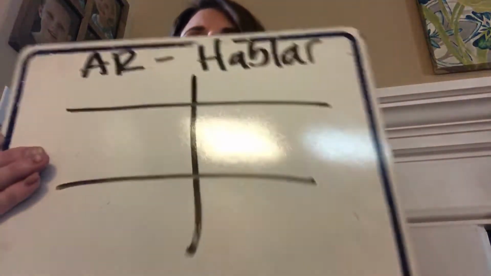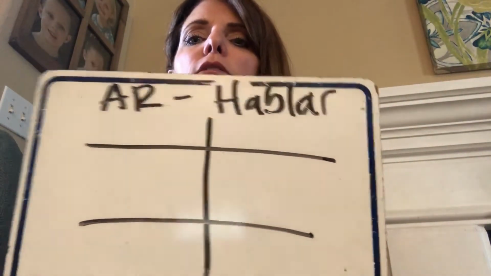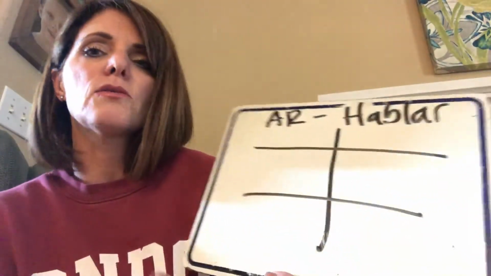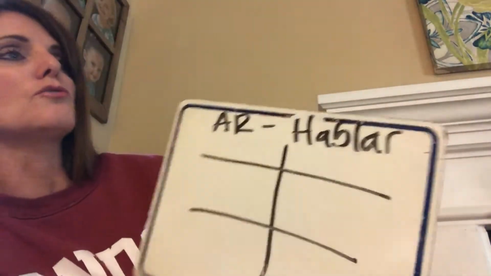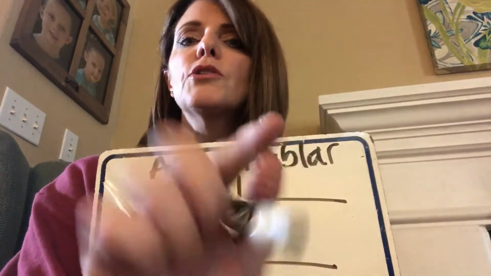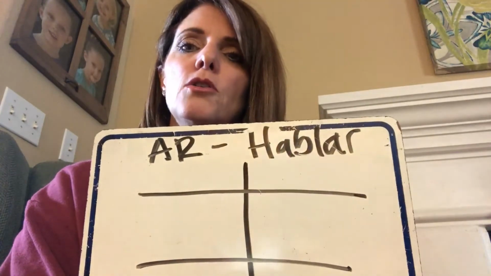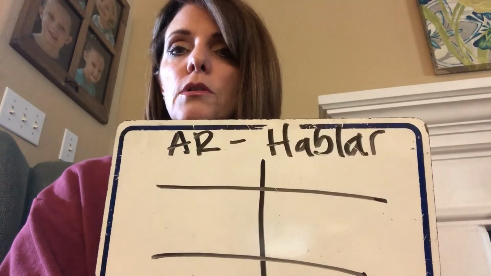So the first thing you need to do is make your verb tree, which is 1 line down and 2 lines across, and then we're going to fill these boxes with verb conjugations. Remember, a verb conjugation is when we slightly alter the spelling of the end of the verb to match the person that we're speaking about.